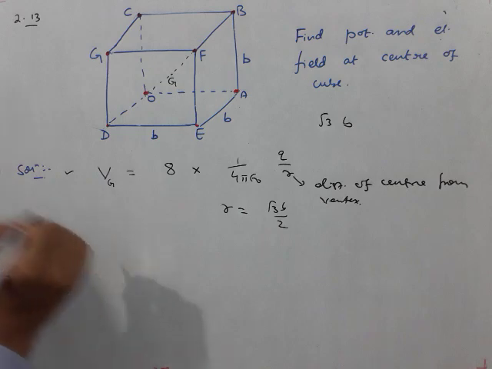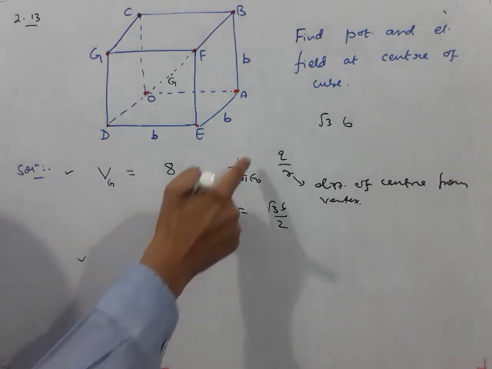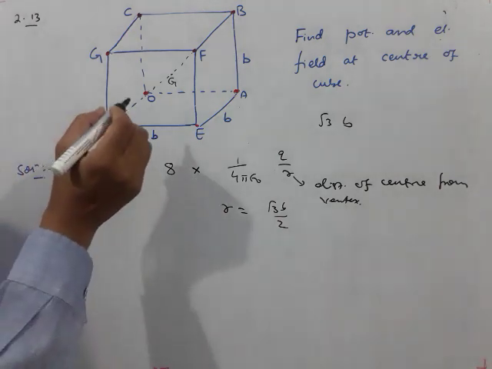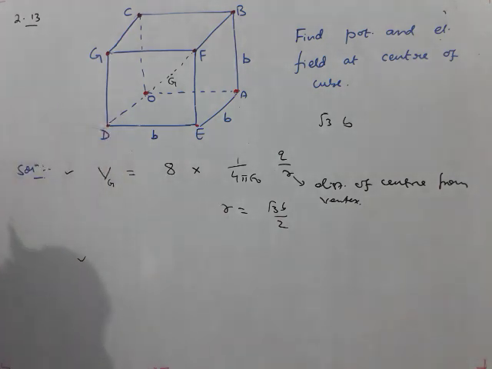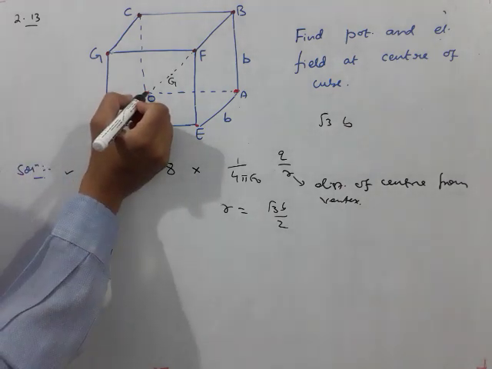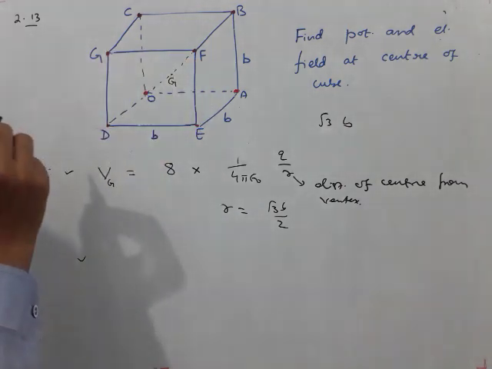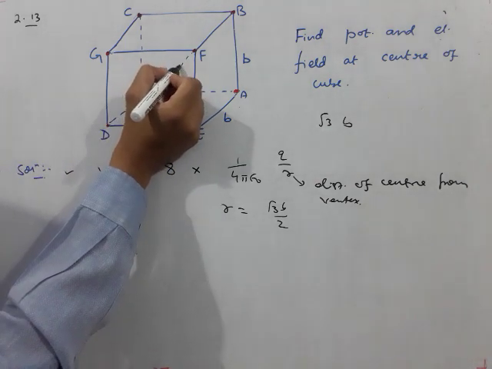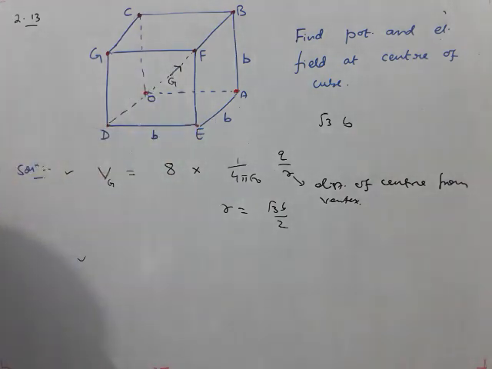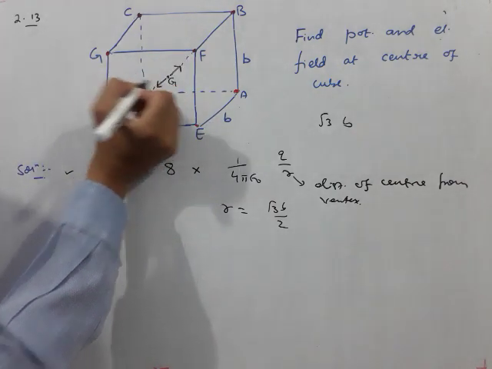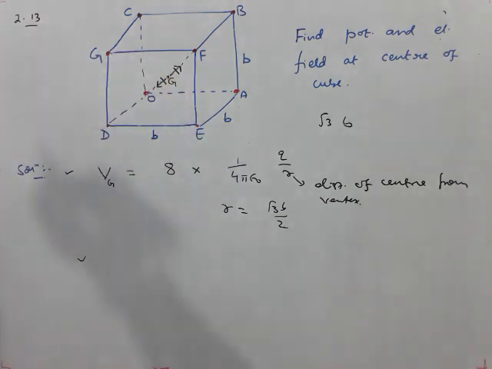Next is electric field. Should we multiply the expression for electric field by 8? No. Why? You concentrate on two charges which are diagonally opposite to one another, for example, charges at O and F. OF is one of the diagonals. Due to O at G, the electric field will be in this direction. And due to F, the electric field at G will be in the opposite direction. So these two fields will cancel.